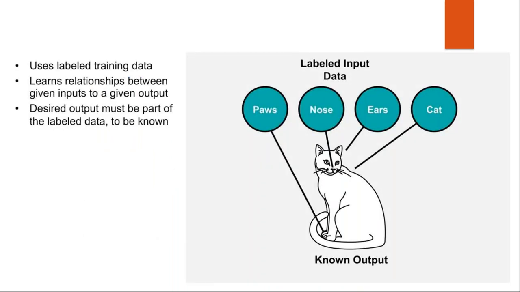Here's another example about labeled data. This is an image classifying whether it's a cat or not. Here we can see that paws, nose, and ears are the features, and cat is the target label. The main point is that it learns the patterns in this data, and whichever patterns lead to one, which stands for a cat, and zero, which stands for not a cat. This is the base of supervised learning.